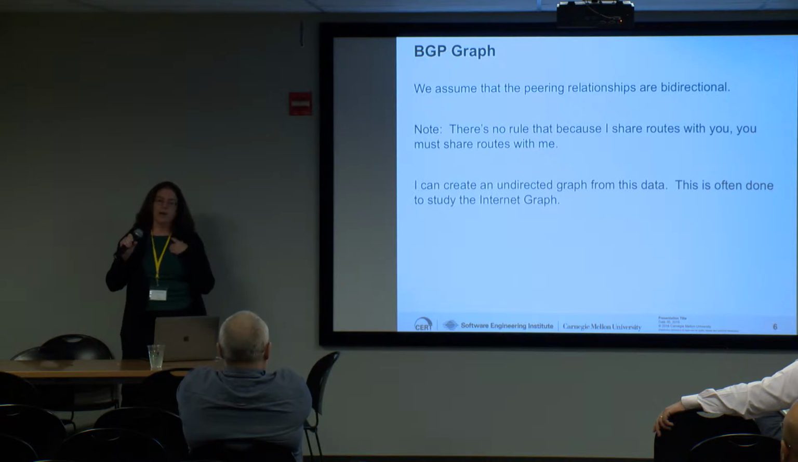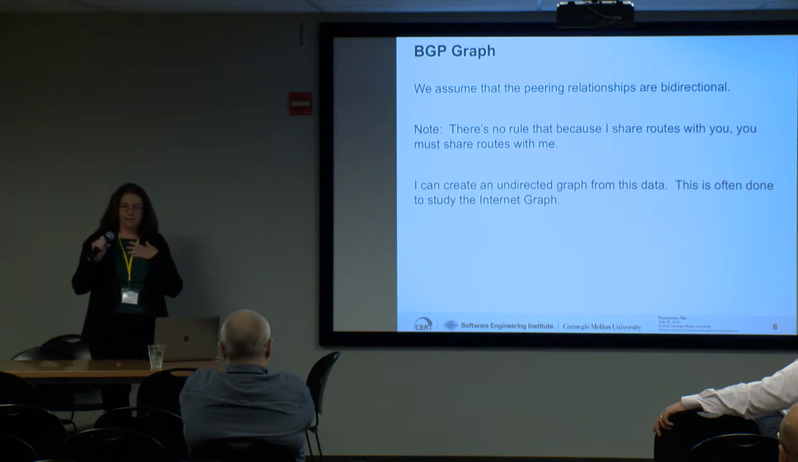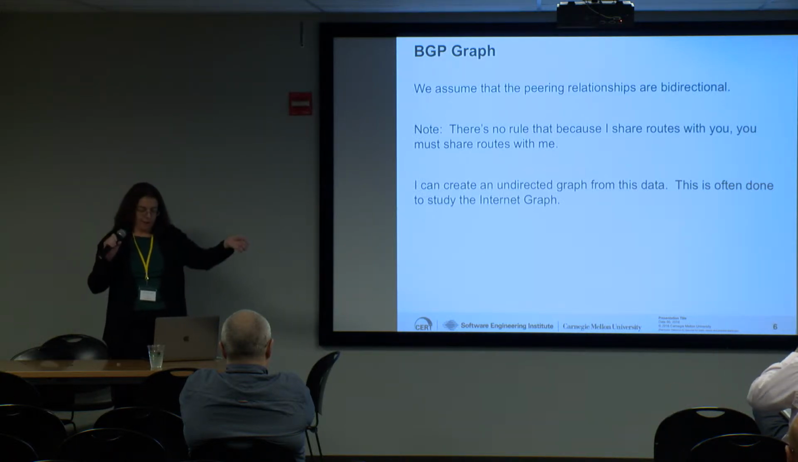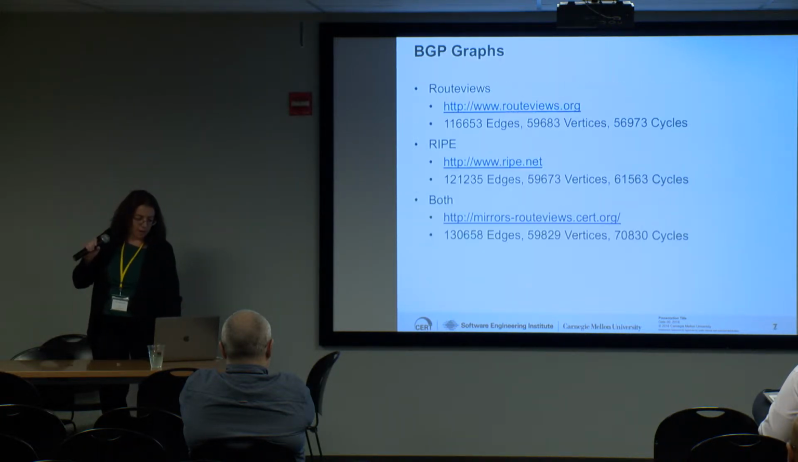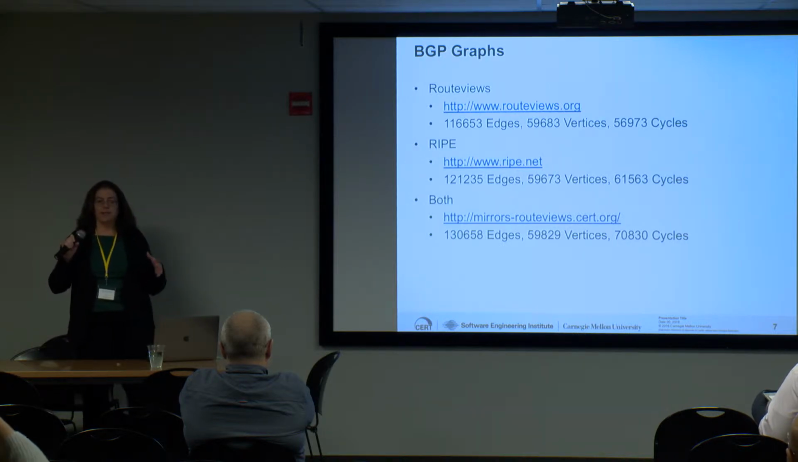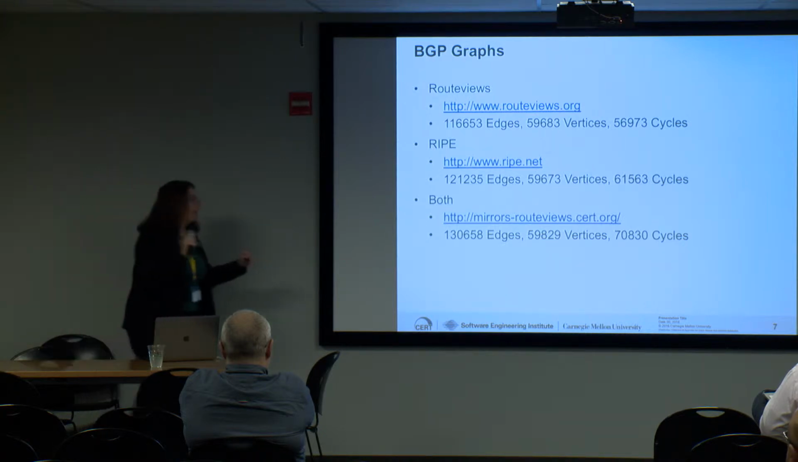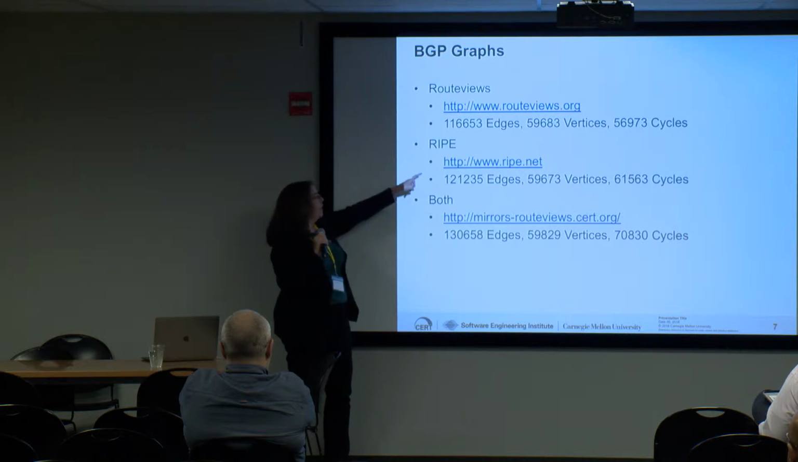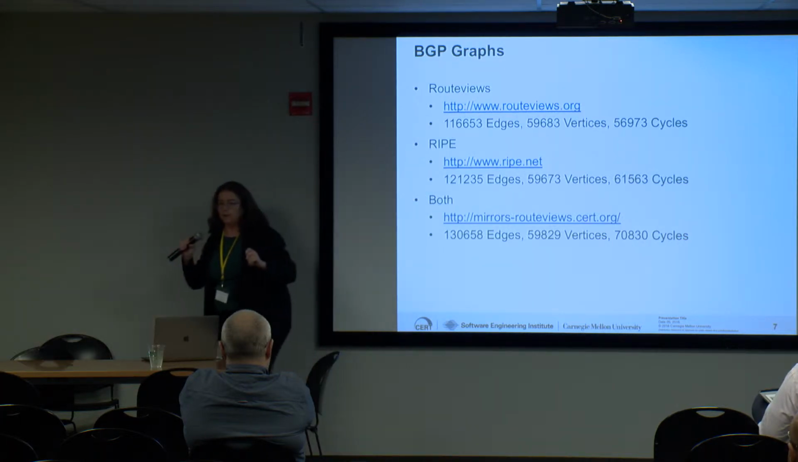So I assume peering relationships are bidirectional because I want a nice undirected graph. I want both directions to count in graph theory, not one way or the other. And this data is actually available. That's one of the great things about studying BGP: there's tons of data out there. There's the RouteViews project at the University of Oregon. There is the RIPE project, and we have both available at mirrors.routeviews.cert.org.